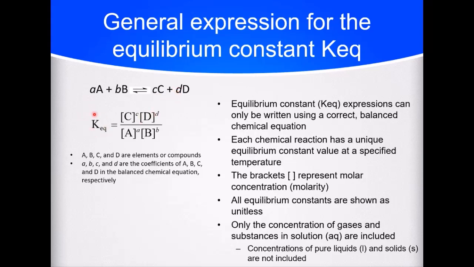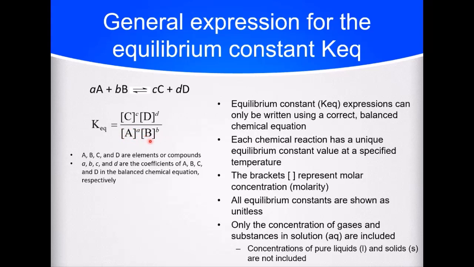So if K is very, very big, that means that the top has to be bigger than the bottom. If K is very, very, very small, that would mean that the bottom would be bigger than the top. If K is very large, top is bigger, that means it's mostly products, it's mostly forward reaction, it's mostly right side that's existing at equilibrium. If K is very, very, very small, like 0.0001 or something like that, then it's mostly reactants, mostly left side that is present at equilibrium.